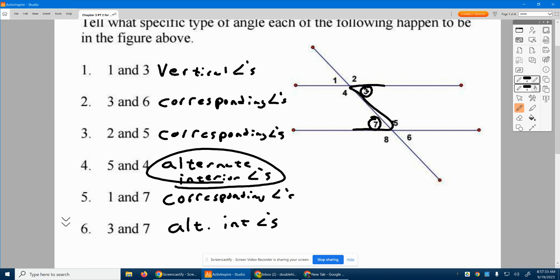So 1 through 6 had a lot of corresponding, some alternate interiors, no consecutive interiors. And again, consecutive interiors are in the interior, on the same side, and those always add up to 180 if the lines are parallel. But we didn't have any of them.